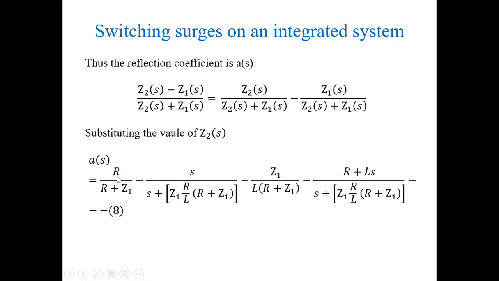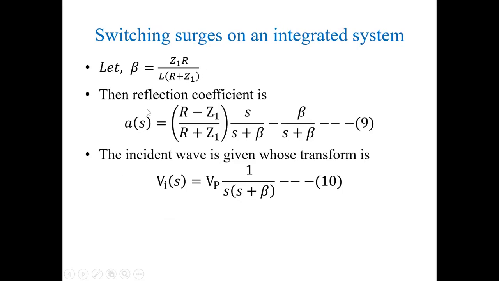So after calculating the value of A of S, the reflection coefficient A of S is equal to (R minus Z1) divided by (R plus Z1) into (S divided by (S plus beta) minus beta divided by (S plus beta)). And here the incident wave VI of S can be represented by Vp into 1 divided by S into (S plus beta). We need to substitute the value of beta, and this is your final expression.